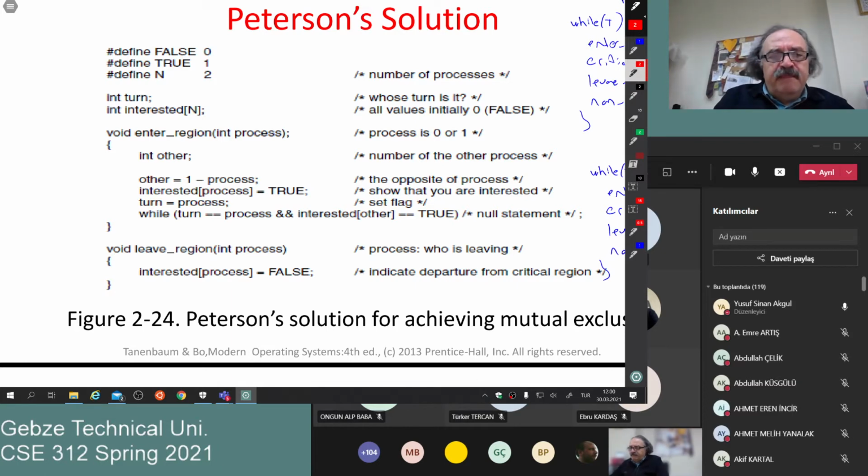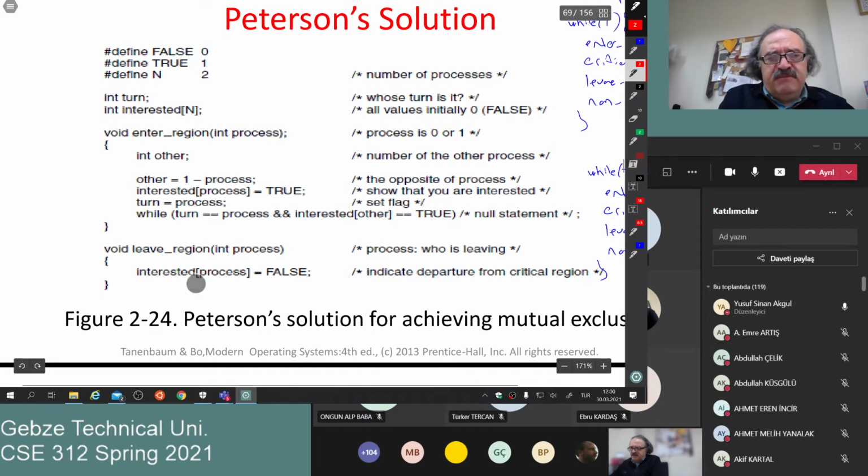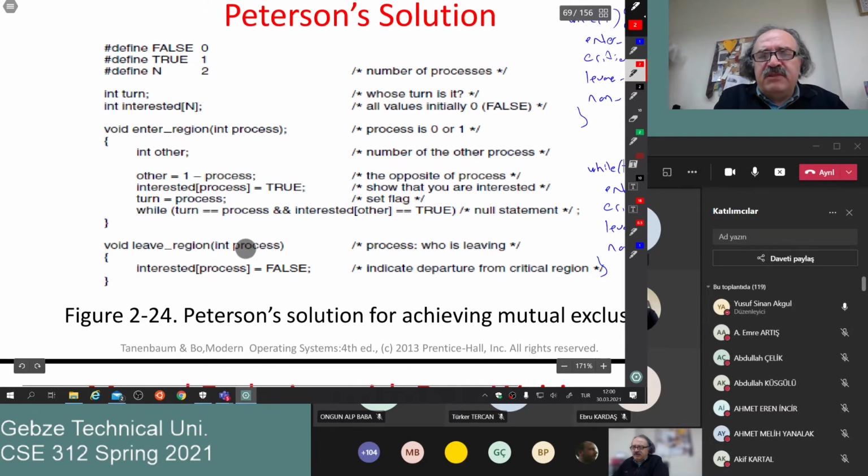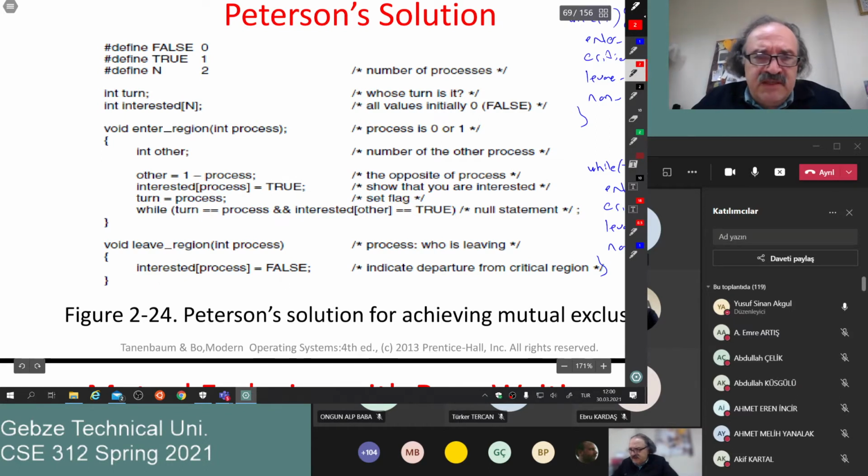Okay, so let's look at this one. This is much easier. Leave region. As process number 0, for example, if I am leaving the region, what I'm doing is just modifying my interested position to false. It is 0. That's it. So I am not interested in the critical region. If somebody else is going to enter the critical region, they should just check this array.